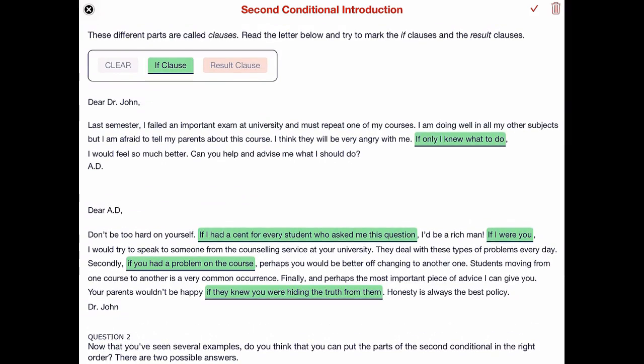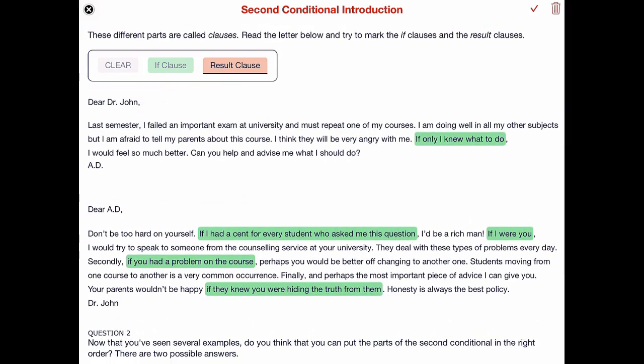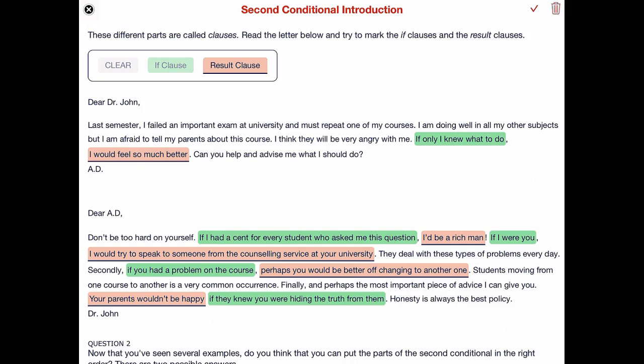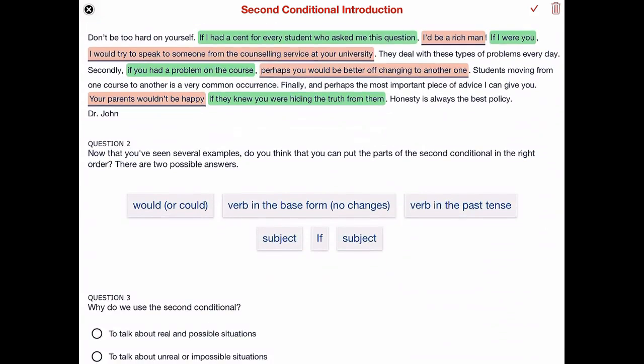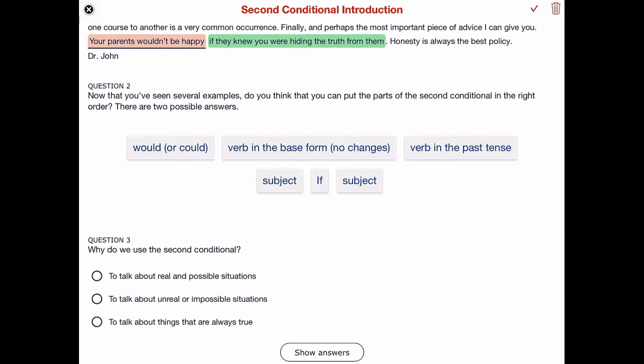Okay, let's take a look at the result clause now. And now we have all of our if clauses connected to a result clause. And there is one word in all of those result clauses that is the same. Can you see it? Okay, good. So let's go ahead and put these in order.